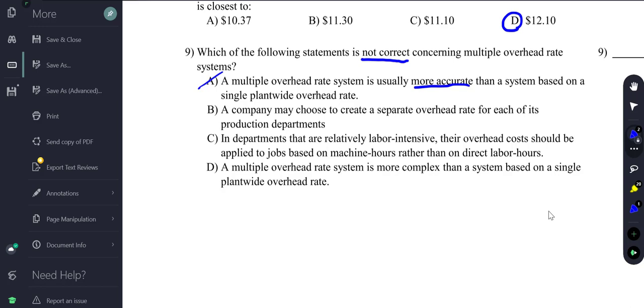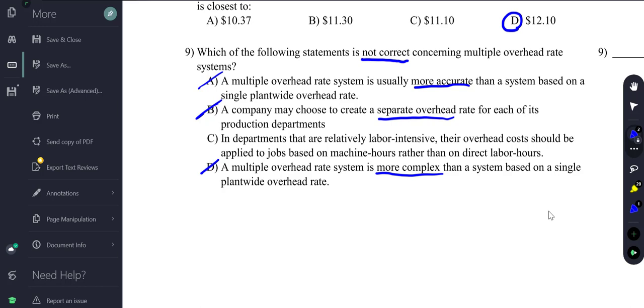Letter B, a company may choose to create a separate overhead rate for each of its production departments. This is also correct because we can do that, and we do. So mark that off. Letter D, a multiple overhead rate system is more complex than a system based on a single plant-wide overhead rate. We've said that is correct too. It is more complex. So those are correct. Therefore, letter C must be the answer here.